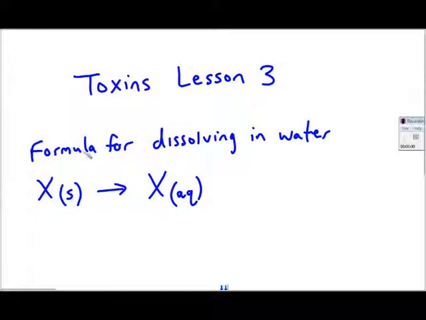The general formula for something dissolving in water is simply that substance, whatever X represents as the chemical formula, being in a solid form on the left side of the arrow, producing on the right side of the arrow the same chemical formula represented by the letter X in the aqueous form.